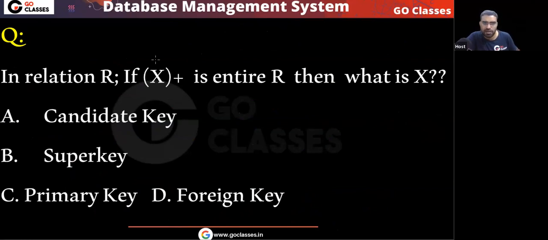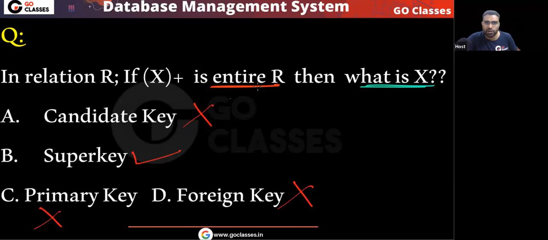Tell me the answer for this question. In a relation R, if X plus is entire R, meaning you can determine all the attributes, then what is X? This information is given to you, that X can determine all the attributes. Then what is X? The answer is a super key. This is wrong. See, this information is given to you that X can determine the entire R.